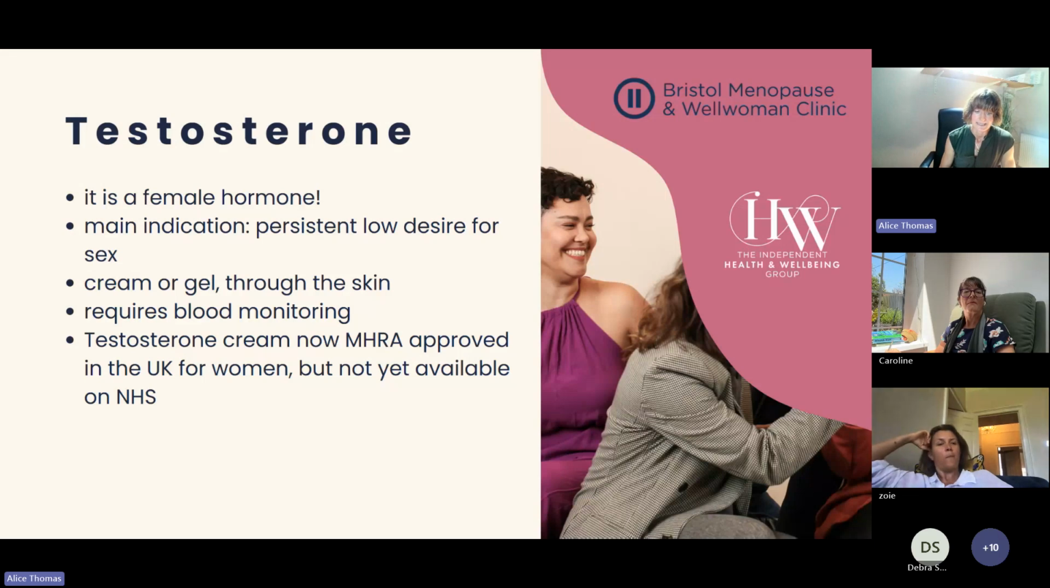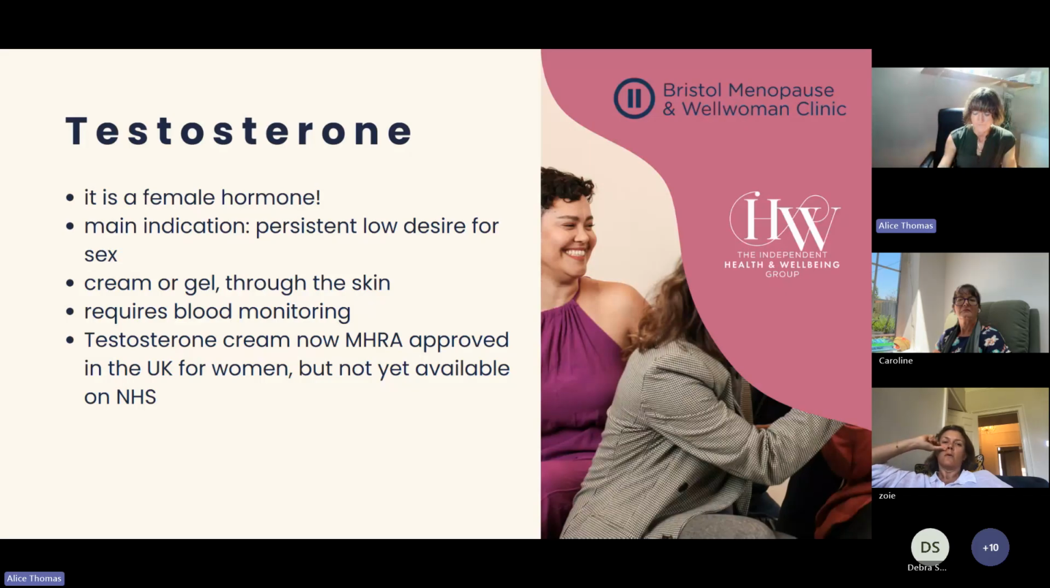Testosterone replacement therapy is administered via the skin as a cream or a gel, and it does require blood monitoring, so a baseline blood test and then monitoring throughout to make sure that levels remain within the normal female range. And current guidelines in the UK recommend that testosterone is only used for persistent low desire for sex. And we don't actually have a licensed product available in the UK yet, but we're hoping there will be one available either towards the end of this year or early next year.